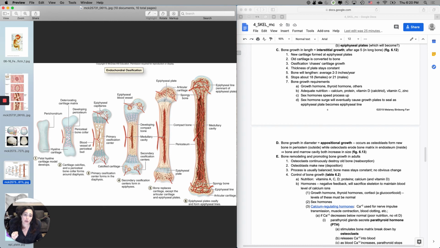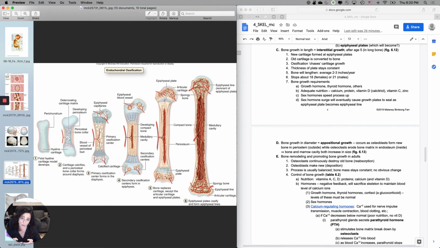And so why does it stop growing? Well, the reason it grows at all is, of course, adequate diet, right? You've got to have calcium and protein, vitamin D for calcium absorption, vitamin C and zinc primarily for cell division. But you also have to have some hormones, not sex hormones yet. Growth hormone and thyroid hormone, those are all necessary for growth of all tissues, including bone.